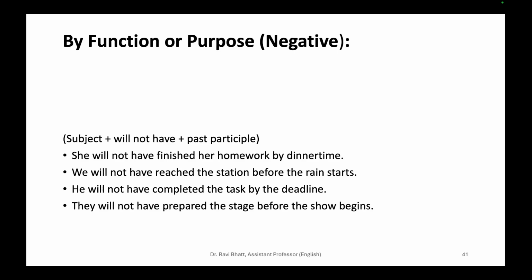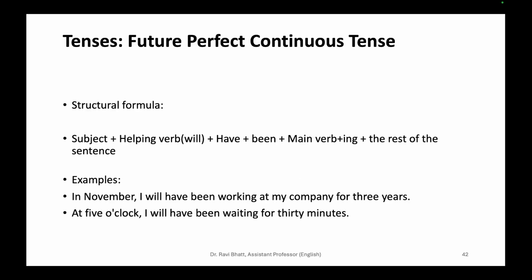All right. Now, let's move on to the last formation, the last sentence variation of future tense, that is future perfect continuous tense. Now, when do we use future perfect continuous tense? Whenever we are talking about an unfinished action in the future, where the future point of reference is still going on or will still be going on, for that we will always take what? Future perfect continuous tense.